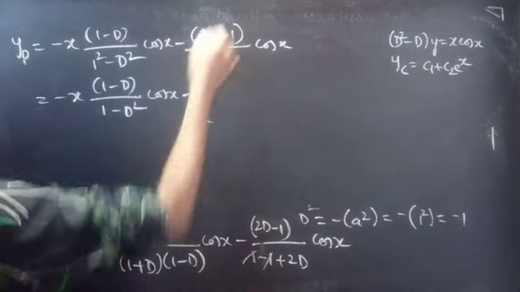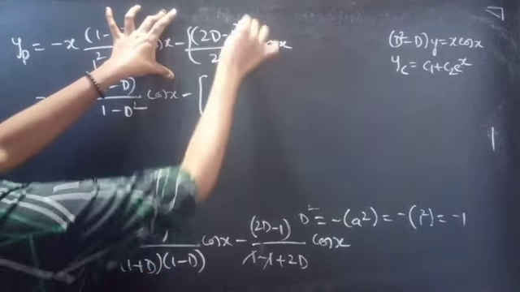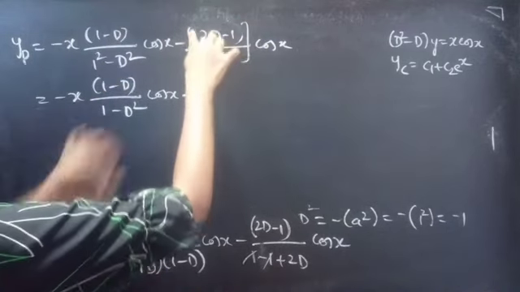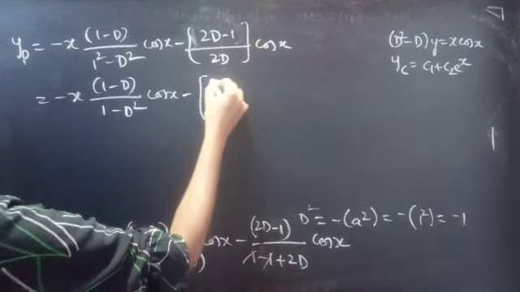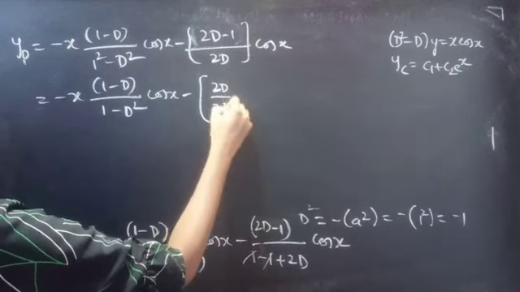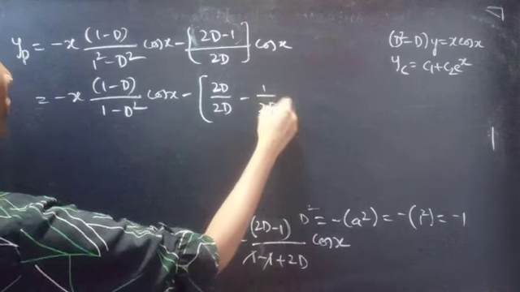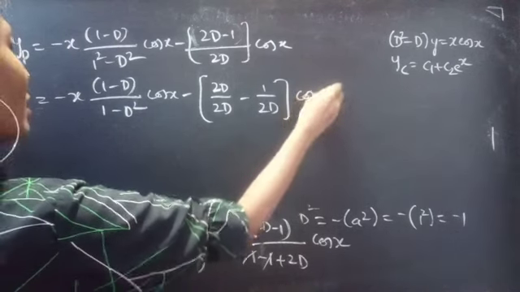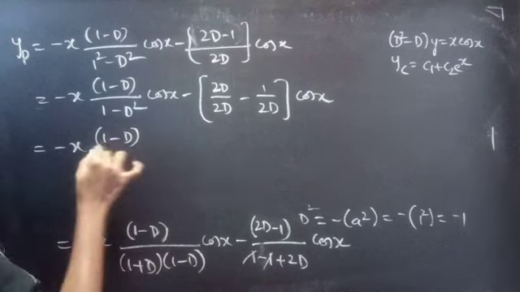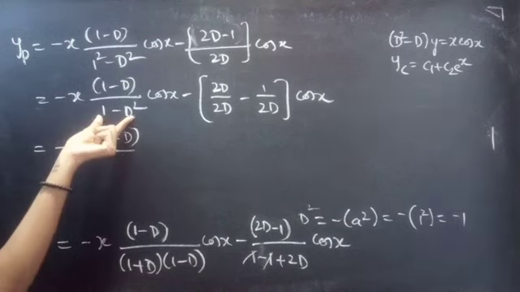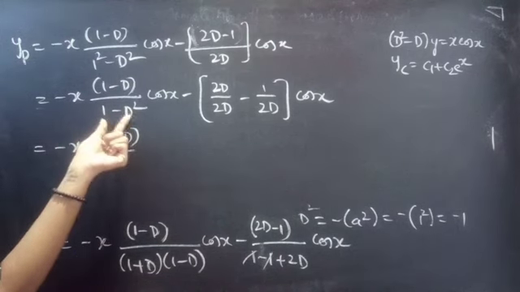minus, see here in this fraction we have two terms in the numerator and one term in the denominator, so we can split the whole fraction as two fractions, 2d by 2d minus 1 by 2d into cos x is equal to minus x into 1 minus d by, again d square appears in the first term, so let's replace d square by minus 1.